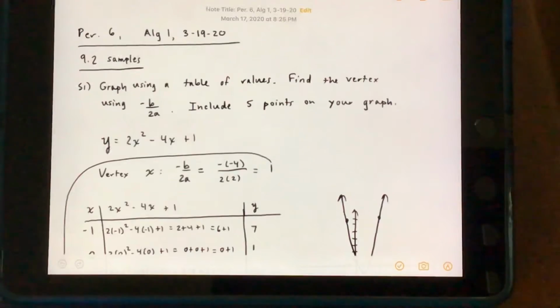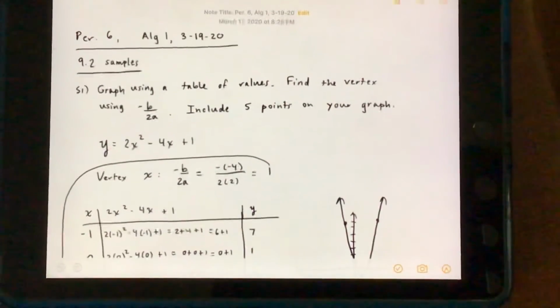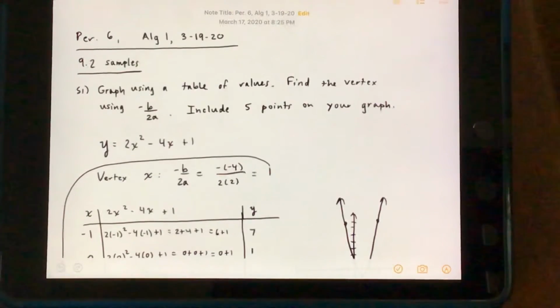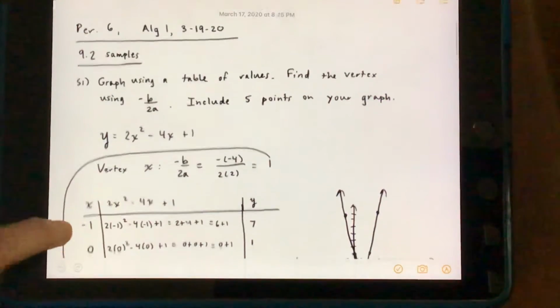We're going to go through our 9.2 samples, preparing us for our 9.2 quiz. So we're going to do one sample. We're going to graph using a table of values. We're going to find the vertex using negative b over 2a, just as you did on your homework for this lesson, and we're going to include 5 points on our graph to define our parabola. The equation that we're going to be graphing will be y equals 2x squared minus 4x plus 1.